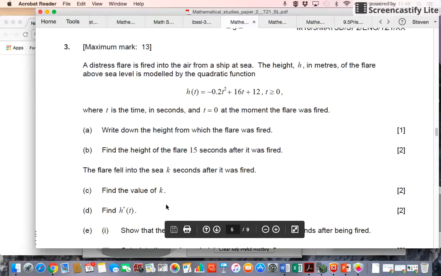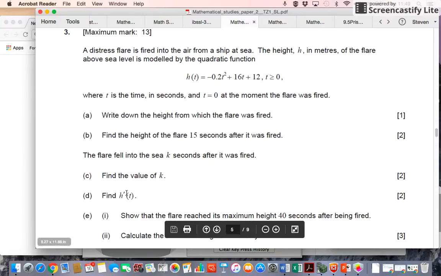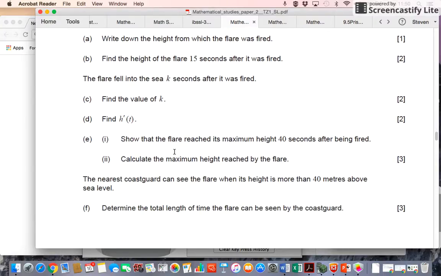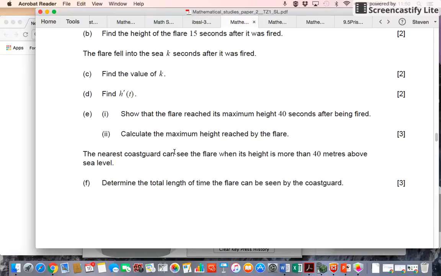Okay, h prime of t, that's finding the derivative function. So I'm going to do that later. 2 times negative 0.2 t to the first power, 1 times 16 t to the 0 power, and then there's no derivative of 12. It doesn't vary with respect to time, so derivative of 12 is 0.